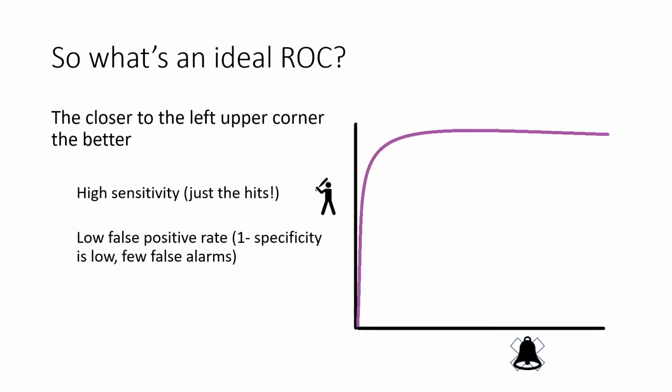So an ideal ROC curve is something that's clustered to the upper left-hand corner. So all the hits and none of the false alarms, ideally.